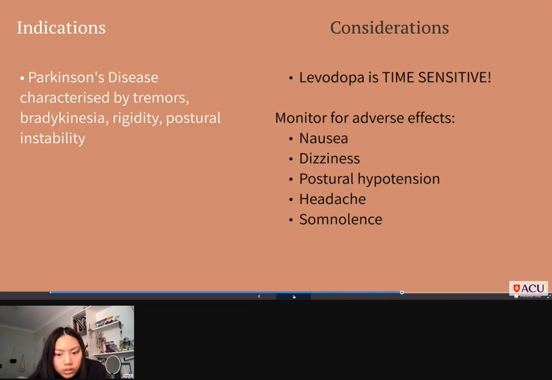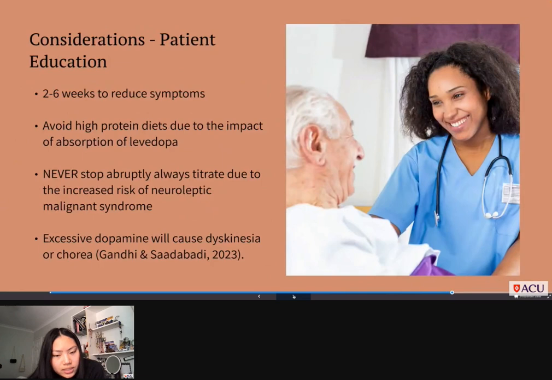Some of the considerations for patients like Emma who may be on this medication are to ensure that this medication is given on time, because symptoms can start to worsen quite quickly, and to monitor for any side effects and the effectiveness of the medication. Some of the common adverse effects include nausea, dizziness, postural hypotension, headache, and somnolence. It's essential for us nurses to provide patient education, explaining key points such as it may take 2 to 6 weeks to reduce symptoms, that high protein diets impact absorption, and to never stop abruptly, as it's associated with increased risk of neuroleptic malignant syndrome.